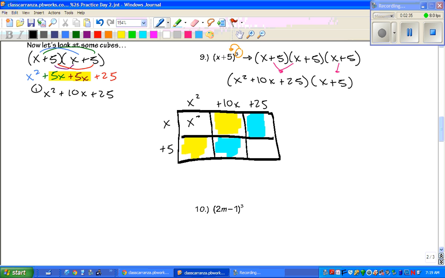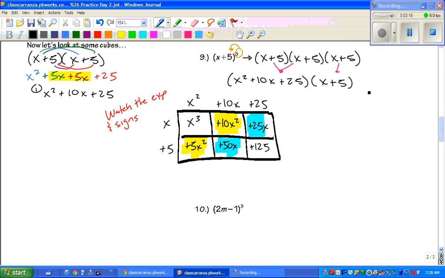X times x squared is x cubed. X times 10x gives me a positive 10x squared. And x times 25 is a positive 25x. The key thing is to watch the exponents and the signs. This one's going to be easy because everything's positive. Other ones won't be so well. All right, so 5 times x squared is 5x squared. 5 times 10x is 50x. And then 5 times 25 is 125.